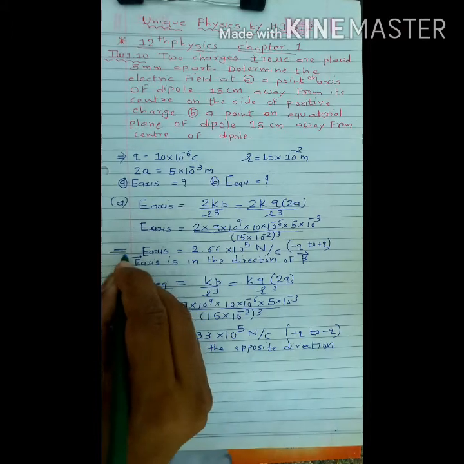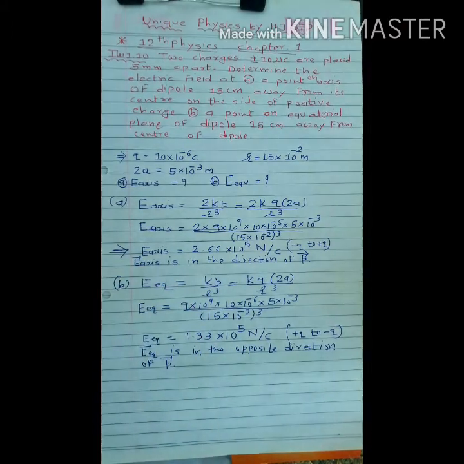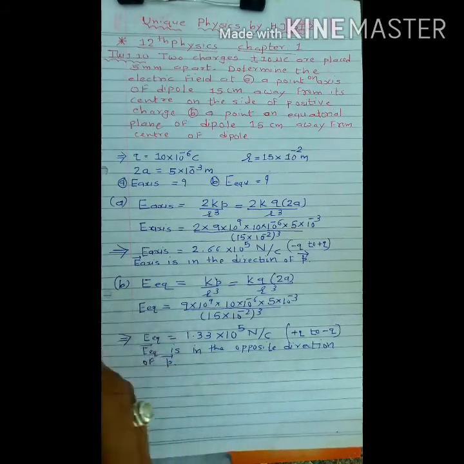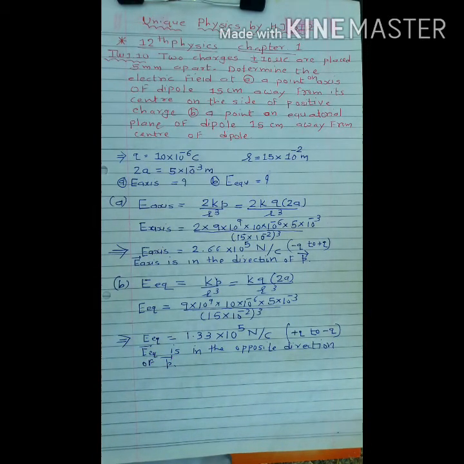This is the magnitude of the electric field on the axis of the dipole, and this is the magnitude of the electric field on the equatorial plane of the dipole. Remember that direction also. This is the shortest trick to find the solution of this example. So remember these two equations, substitute the values and find your answer.